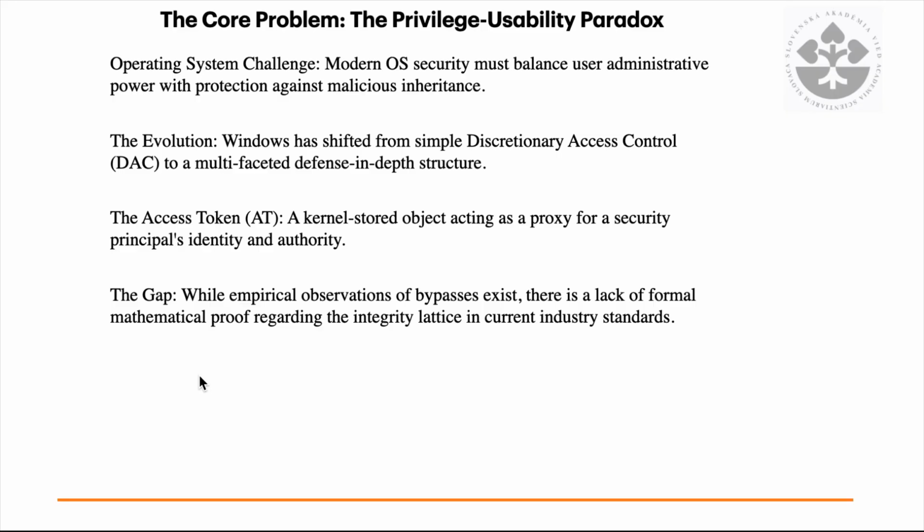The evolution: Windows has shifted from simple DAC, which is discretionary access control, to multiple defenses. Next, a kernel stored object acting as a proxy for a security principal. Now the gap. While empirical observations of defeating techniques exist, there is also a lack of formal mathematical proof regarding the integrity ladder, the current industry standard. Therefore, we have to acknowledge that and go into it to know how we can bypass that.